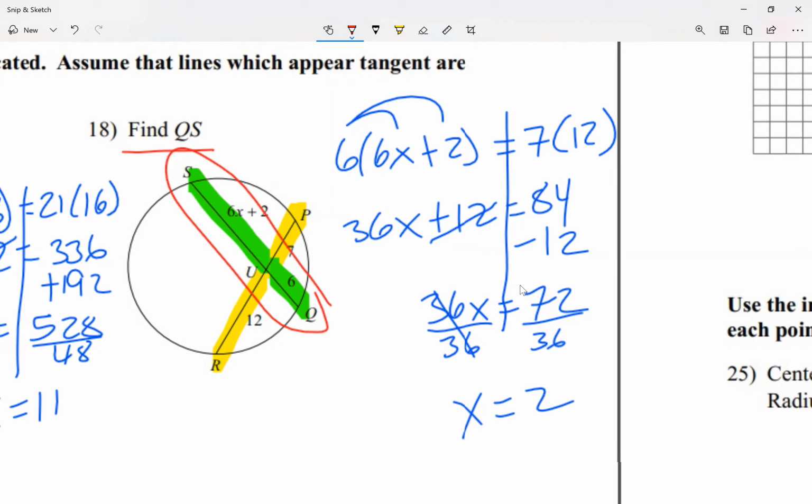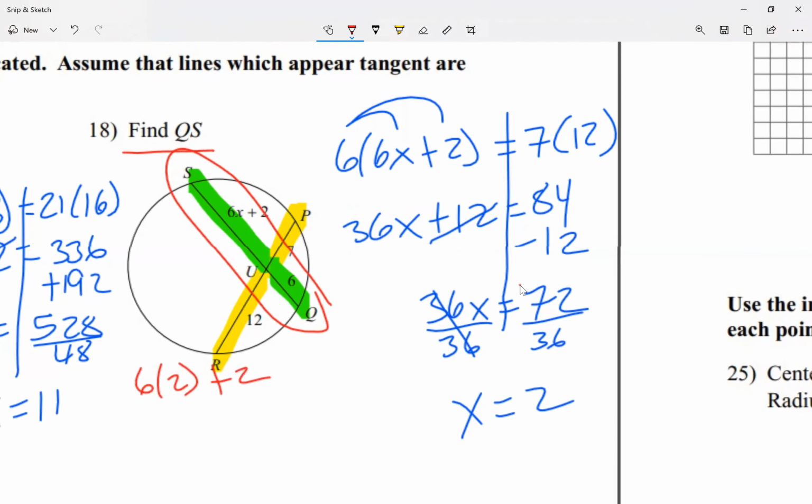One part of the chord is 6x plus 2, right? So let me just see this as 6 times 2 plus 2, because again, now I know x equals 2. 6 times x plus 2. That is one part of the chord. That's the segment SU. The segment UQ is 6. So I have to figure all this out.